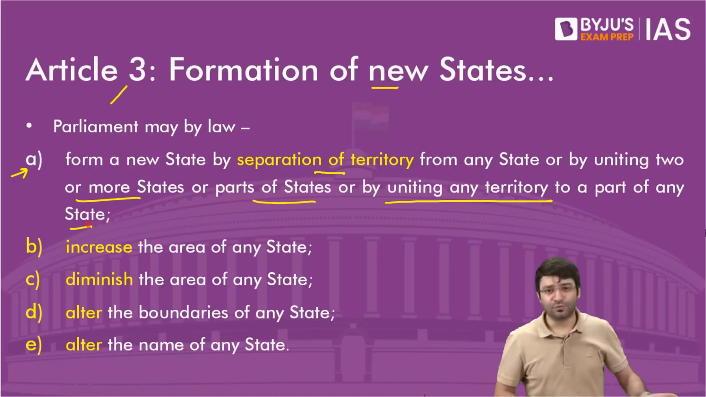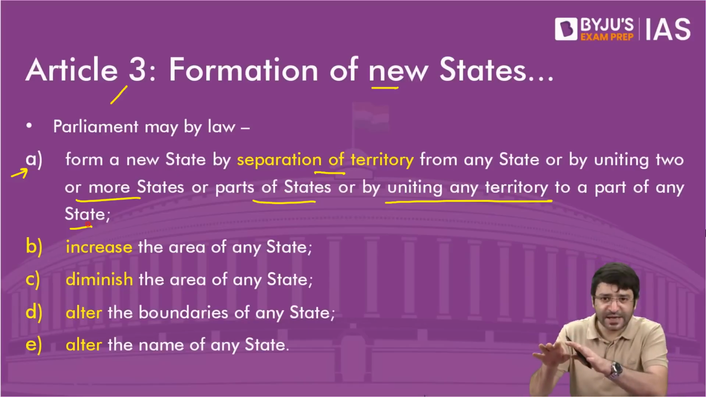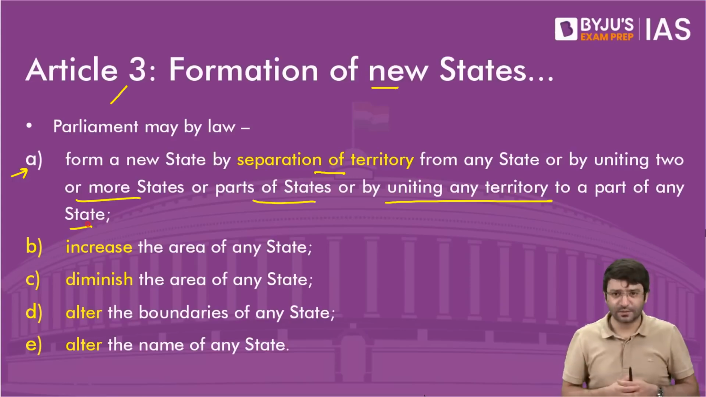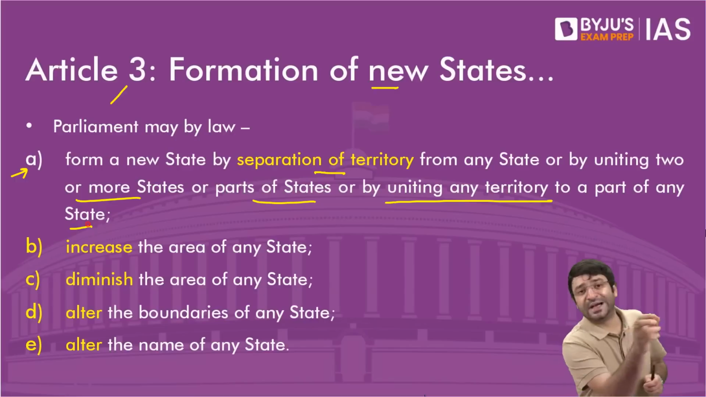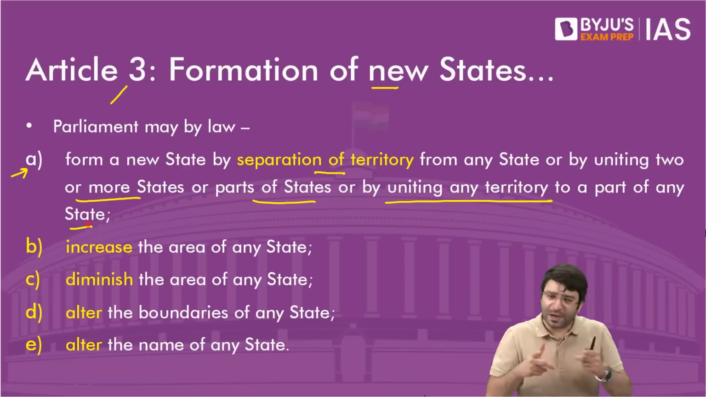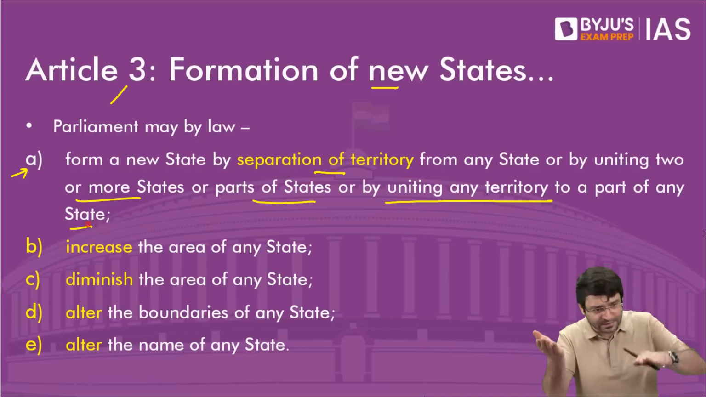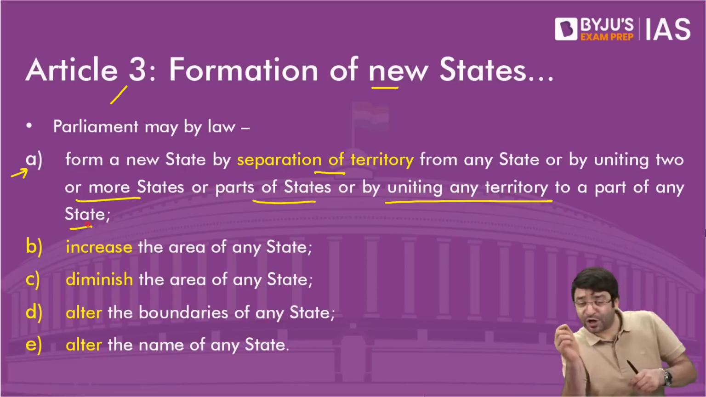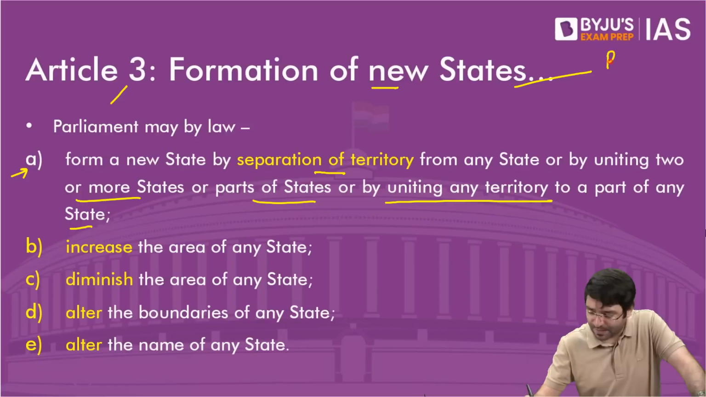What can Parliament do under Article 3? It can pass a law. Through this law, what can Parliament do? There is a state. It can be divided into 2, 3, or more parts, or more states. What can Parliament do? A part of this state can be made to join another state. What can Parliament do? It can increase the area of a state. It can decrease the area of a state. It can alter the boundaries of a state. It can even change the name of a state. And all this can be done only by Parliament.